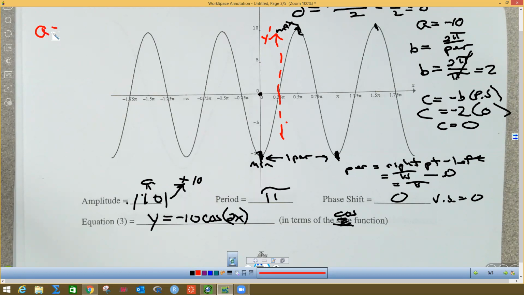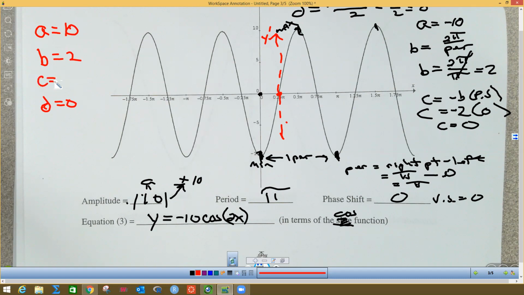So my A, B will never change, D will never change. Now if I start at this spot and go to a max, would A be positive 10 or negative 10? Sine normally starts at 0 and goes to a max, and then starts at 0 and goes to a min. This goes to a max, so this is not a negative, this is a positive 10. Okay, that's positive 10. And now I gotta find C.